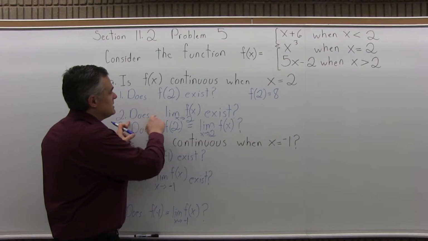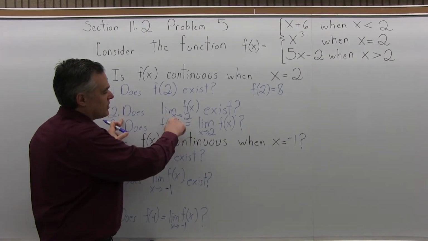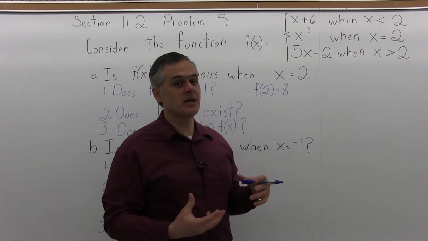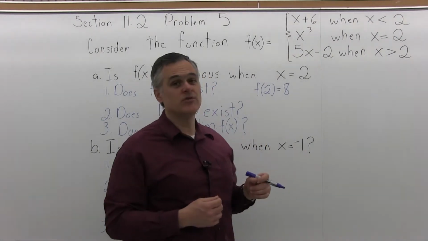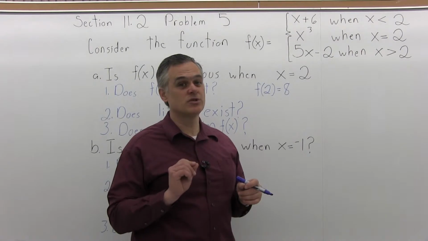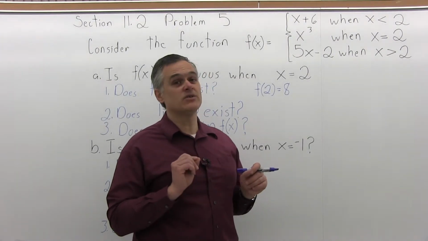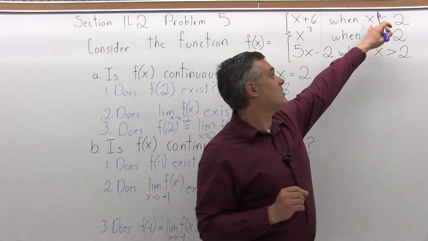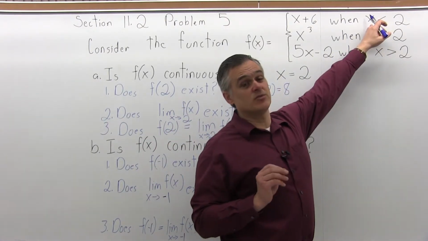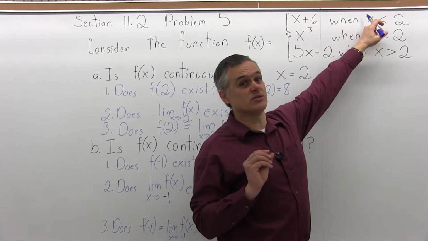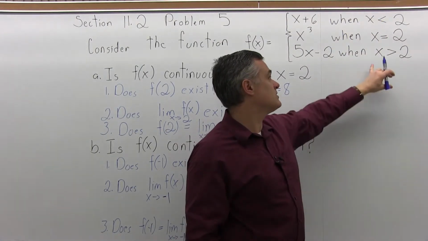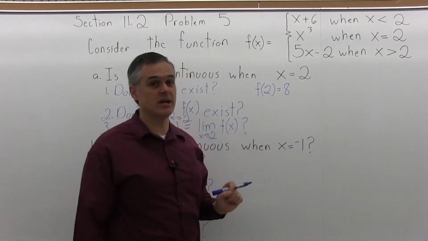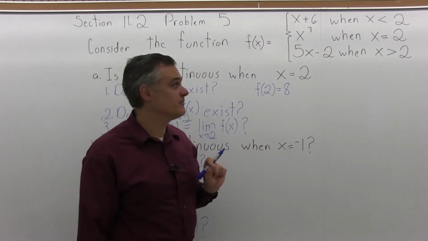The second question, does the limit of this function as the input approaches 2 exist? Now again, to take the limit, I'm not actually putting an input of 2. I'm putting in input values super close to 2. So I have to use values slightly less than 2, like 1.9999. For those, I would use the top branch of the function. And also input values slightly larger than 2, like 2.00001. So I would use the bottom branch of the function. So I have to use both branches to determine the limit as the input gets close to 2.